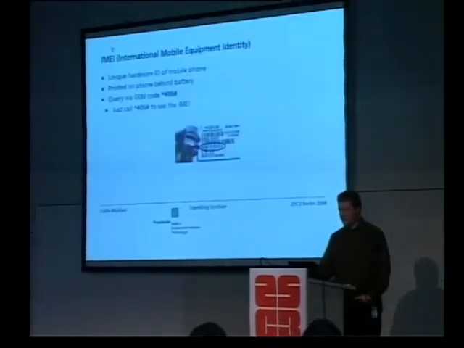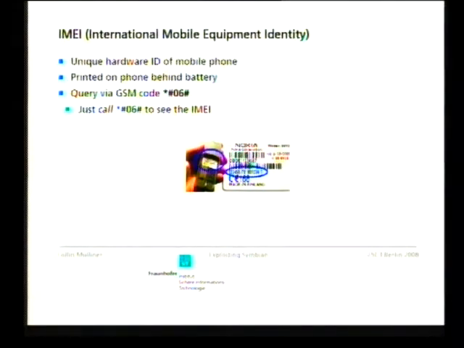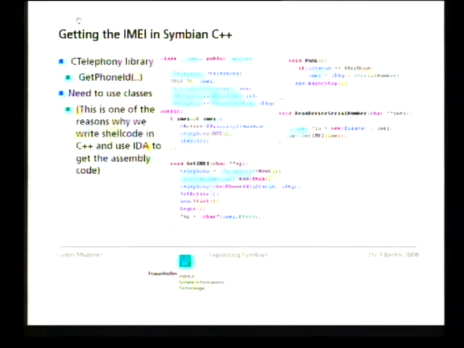So yeah, I already told you about the unique ID. You can also just query it by pressing *#06# or look behind your battery. So yeah, reading the email is actually a little bit ugly, because you have this. It's also completely asynchronous.